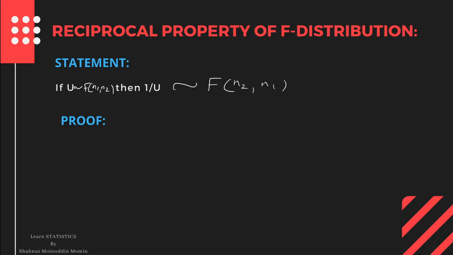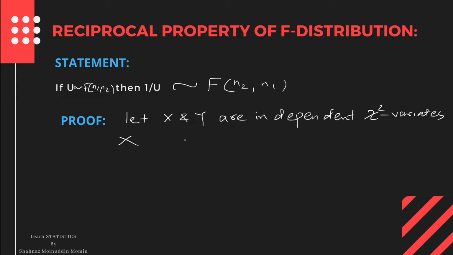We will prove it. Let x and y be independent chi-square variates, where x follows a chi-square distribution with n1 degrees of freedom, and y is another variate, independent of x, following a chi-square distribution with n2 degrees of freedom.